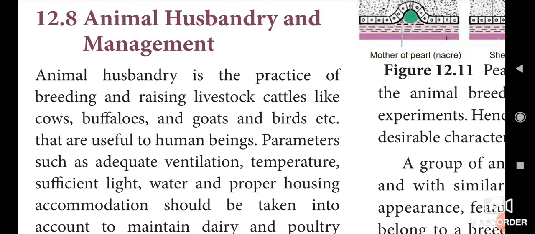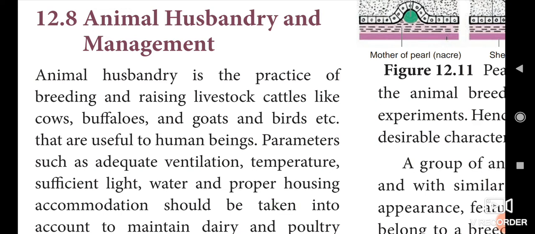What is meant by animal husbandry? The goats, cows and hens we raise at home are called animal husbandry. Animal husbandry is the practice of breeding and raising livestock like cows, buffalo, goats and birds that are useful to human beings.